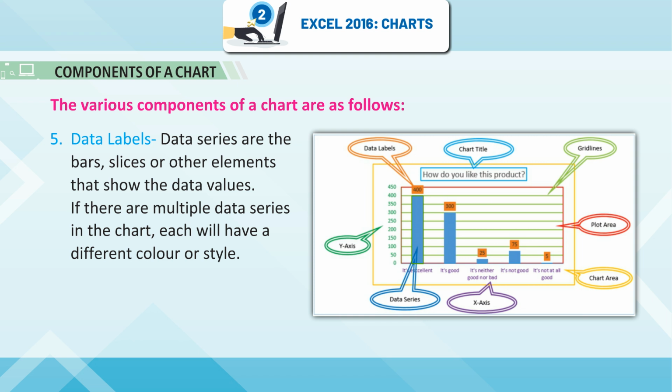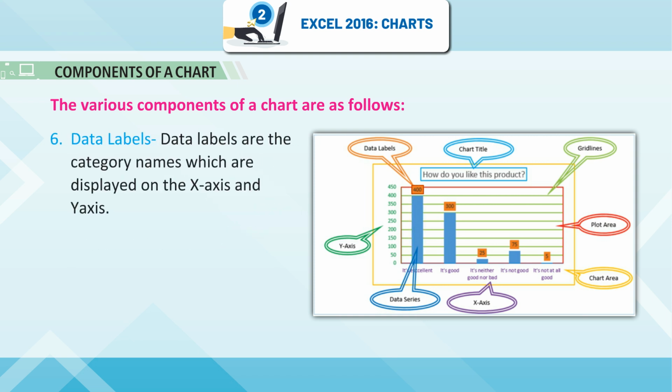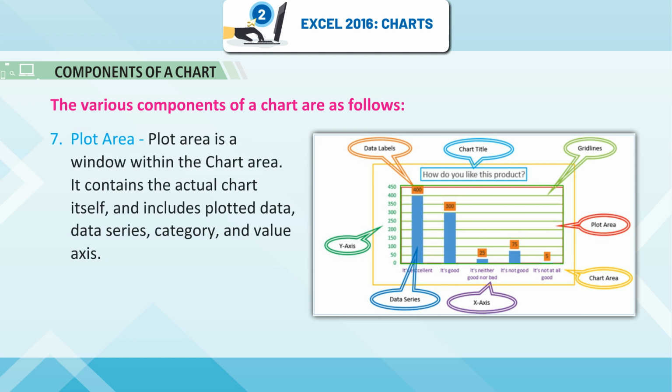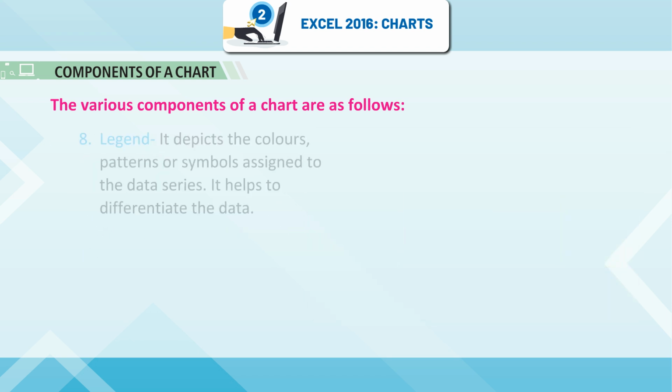5. Data series. Data series are the bars, slices, or other elements that show the data values. If there are multiple data series in the chart, each will have a different color or style. 6. Data labels. Data labels are the category names which are displayed on the x-axis and y-axis. 7. Plot area. Plot area is a window within the chart area. It contains the actual chart itself and includes plotted data, data series, category, and value axis.